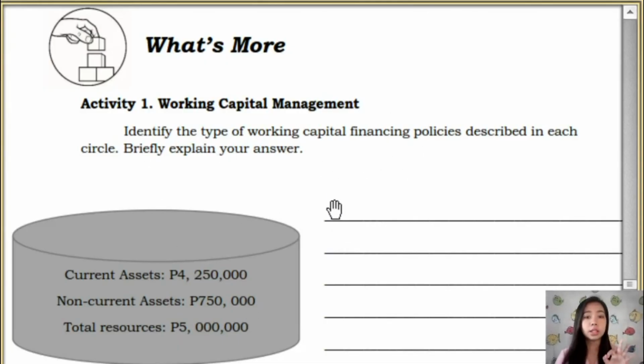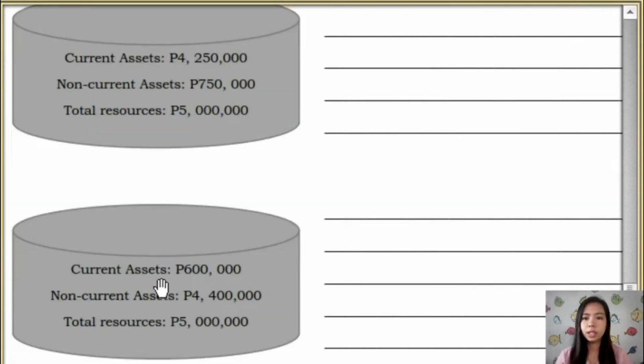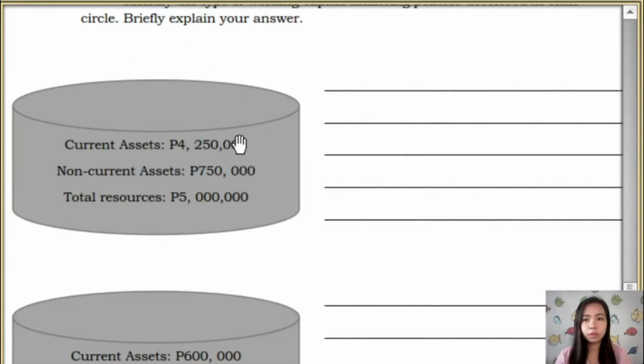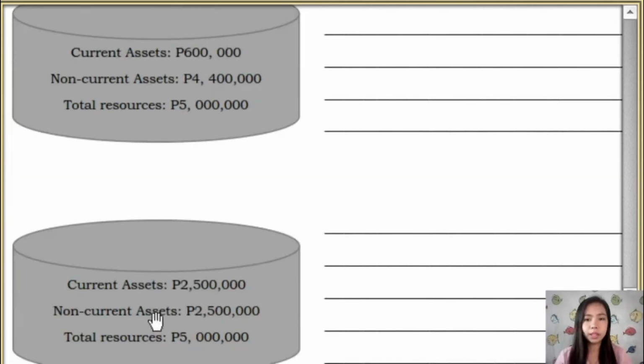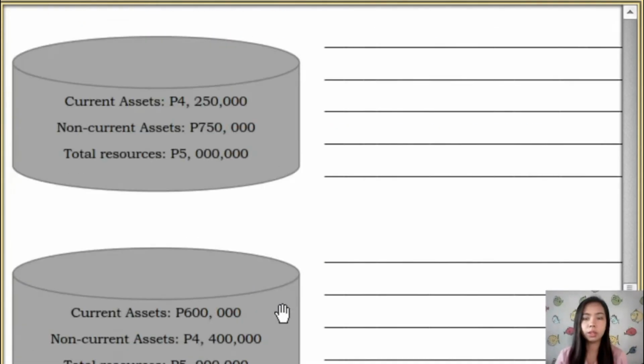Ano dun sa tatlong na-discuss nating working capital financing policies ang nandito. Okay, if mataas ang current asset mo, mababa ang non-current asset mo, anong type of working capital yan? Okay, so the next cylinder natin, mababa naman si current asset, mataas si non-current asset, anong type of working capital? Okay. You can draw this in your notebook and then explanation beside or below, whichever you prefer. Next, how about kung pantay si current asset, pantay din si non-current asset. Okay, so that is for your activity 1.